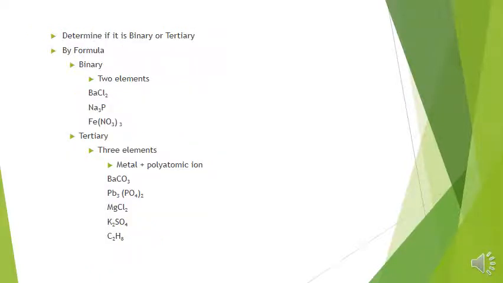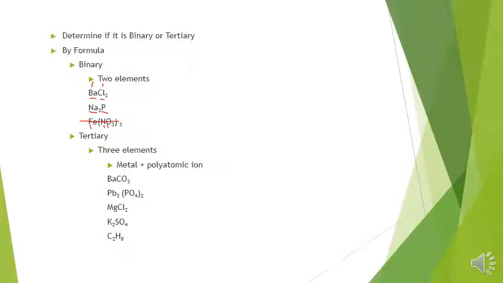Okay, determine if it is binary or tertiary, first of all, by formula. Let's say I give you a formula. You have to determine if it's binary or not, and one way to do that is by looking at its formula. A binary has 2 elements. That's the key thing. It just has 2 elements, like barium chloride, sodium phosphide. We'll get to the name in a minute. BaCl2, Na3P. This is not a binary. It has 3 elements. 1, 2, 3.